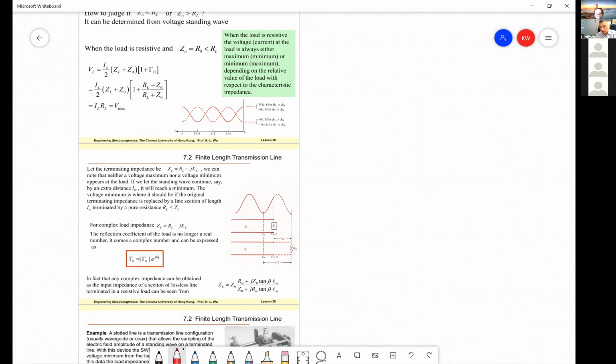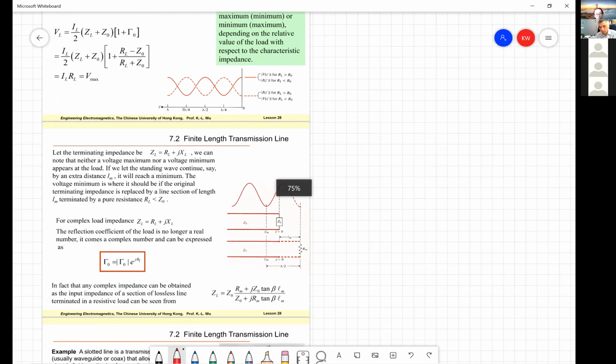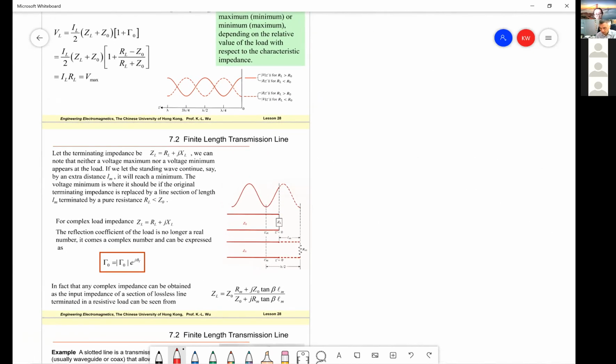So in the example, we first give a simple case. The simple case is, I know exactly where this load is because my ruler is measured from the load. The second example is my ruler is not measured from the zero. Okay, let me repeat this again.